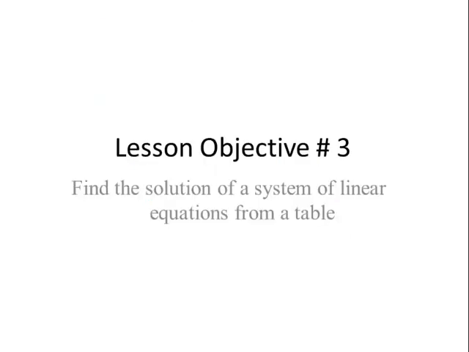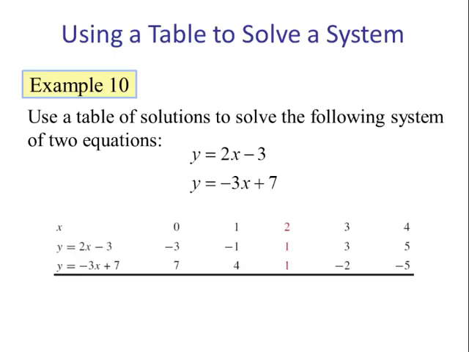Lesson objective. Example 10. Use a table of solutions to solve the system of two equations. So we have y equals 2x minus 3 and y equals -3x plus 7. So instead of graphing, we're going to look at the table for each equation.